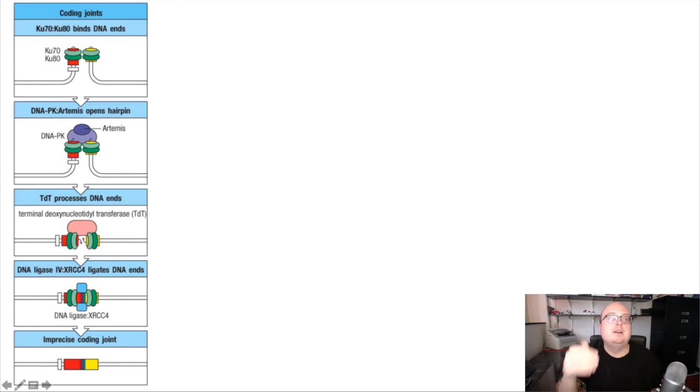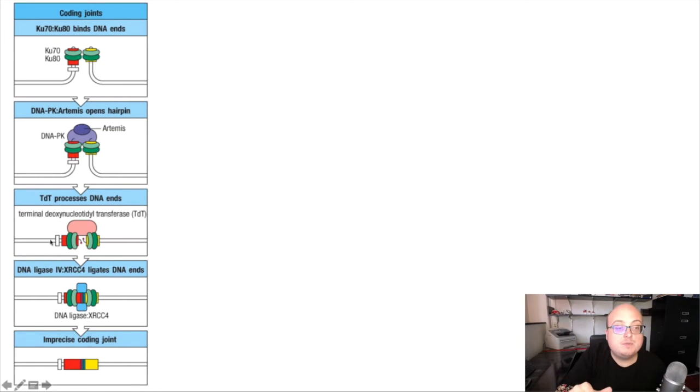How do we get the two ends of the DNA back together? Well, we bring in more DNA repair enzymes. The next thing that we bring in is a combination of DNA-PK and a molecule called Artemis. And they open the hairpin. They break open that covalent bond that's blocking the ends of the DNA, basically. So now that we've opened the hairpins, it's kind of a ragged edge. It's not an edge that we can just neatly put together. So a few more things happen.